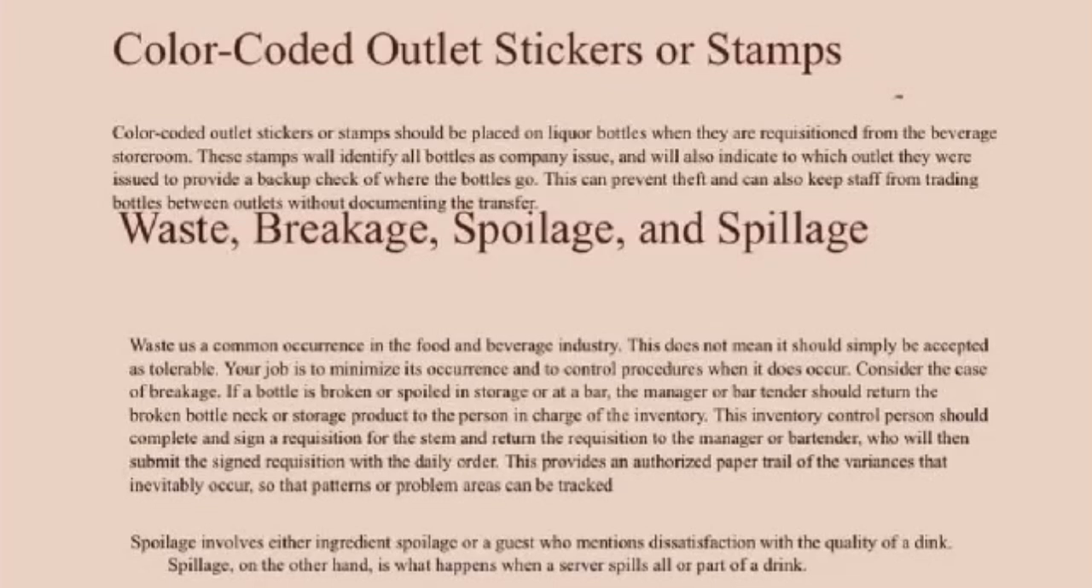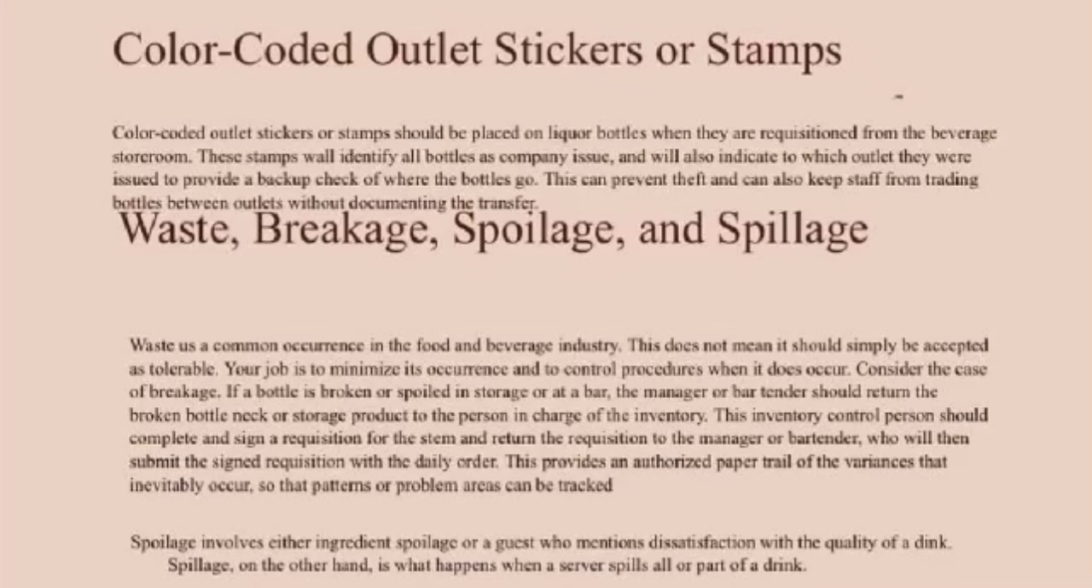If a bottle is broken or spoiled in storage or at a bar, the manager or bartender should return the broken bottleneck or storage product to the person in charge of the inventory. This inventory control person should complete and sign a requisition for the item and return the requisition to the manager or bartender, who will then submit the signed requisition with the daily order. This provides an authorized paper trail of the variances that inevitably occur so that patterns or problem areas can be tracked.